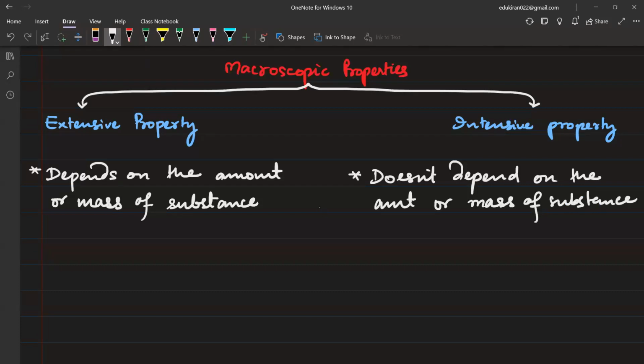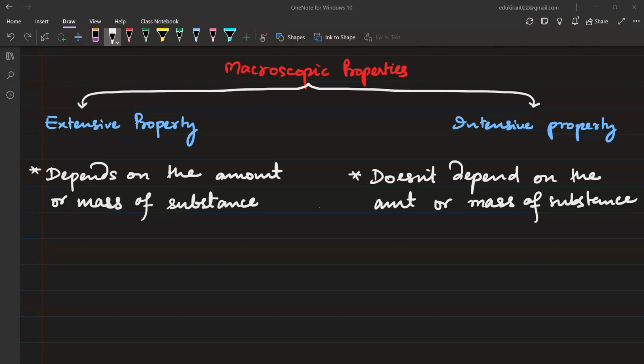For example, when I am talking about mass, mass depends on the mass of the substance. For example, number of moles. If mass increases, number of moles will also increase. Similarly, when I talk about volume, if you increase the mass of a substance, its volume will also increase. But intensive property, for example, density: no matter how much iron you are taking, no matter how much water you are taking, 10 ml of water or 100 ml of water, the density of water will be the same.